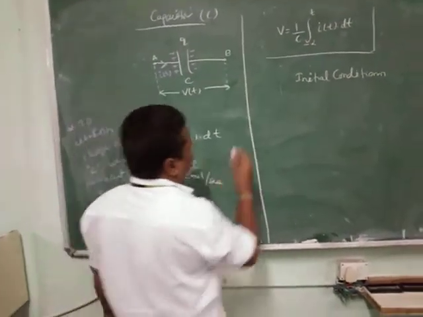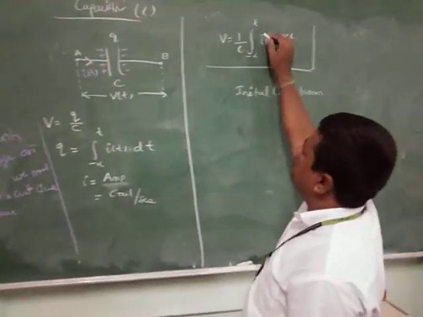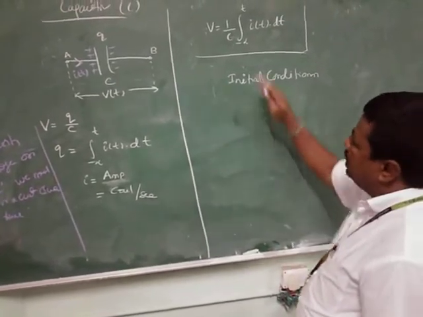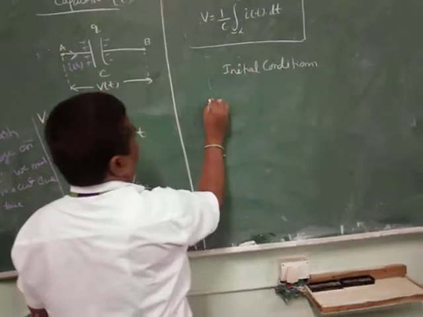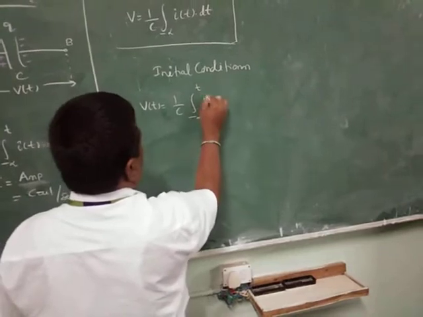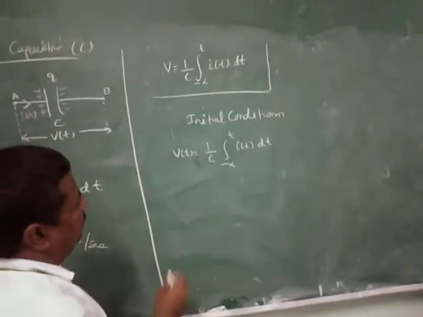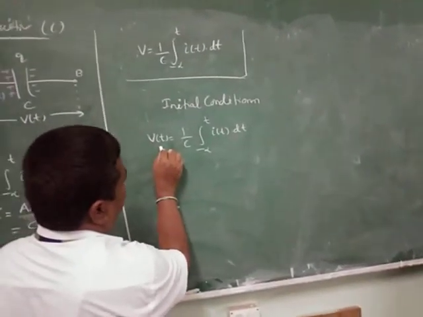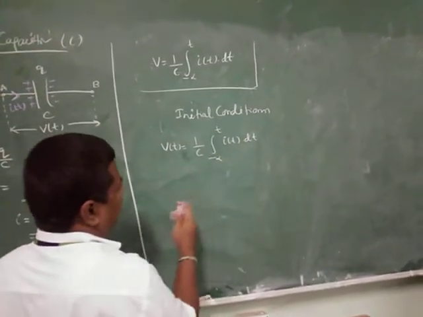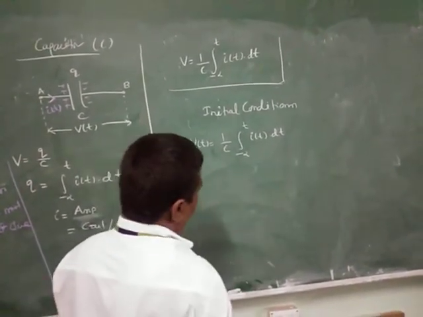Then the basic terminal voltage relationship: V is equal to 1 by C integral from minus infinity to t of I of t dt. Now coming to the initial conditions, again we have to use the same basic equation. V of t is equal to 1 by C integral from minus infinity to t of I of t dt. That means the present value of voltage not only depends upon the present value of current, it also depends upon the previous value of current also.